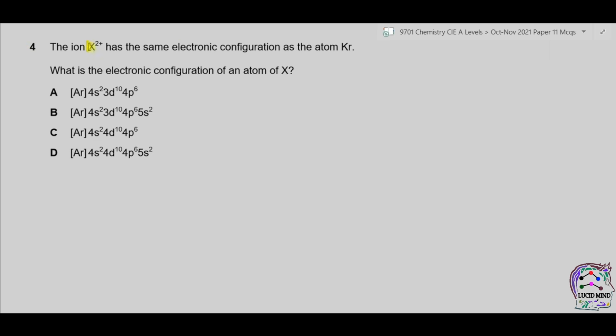Question 4. The ion X+2 has the same electronic configuration as the atom of krypton. What is the electronic configuration of an atom of X? From the periodic table, the atomic number of krypton is 36. We can do the electronic configuration: 1s2, 2s2, 2p6, 3s2, 3p6, 4s2, 3d10 and 4p6.